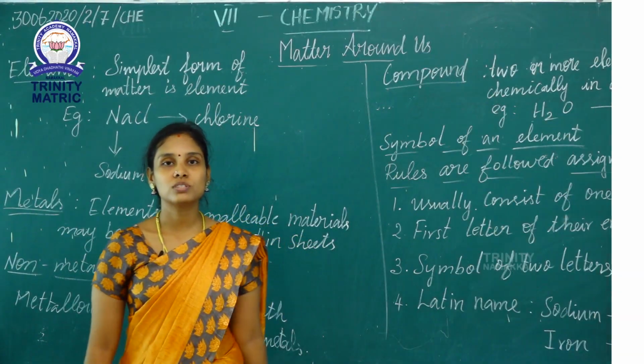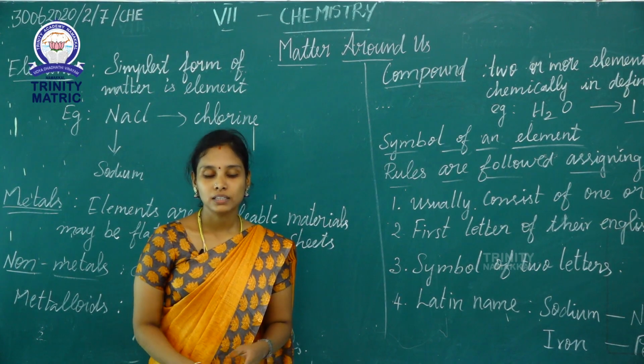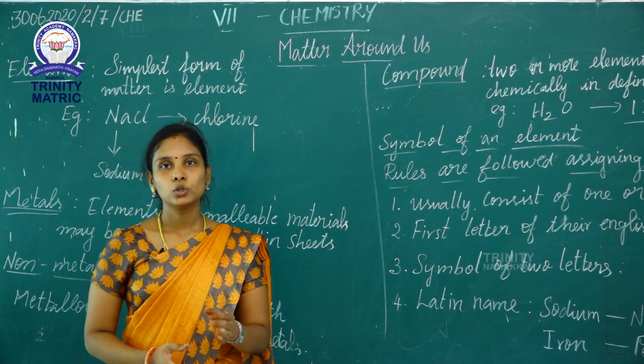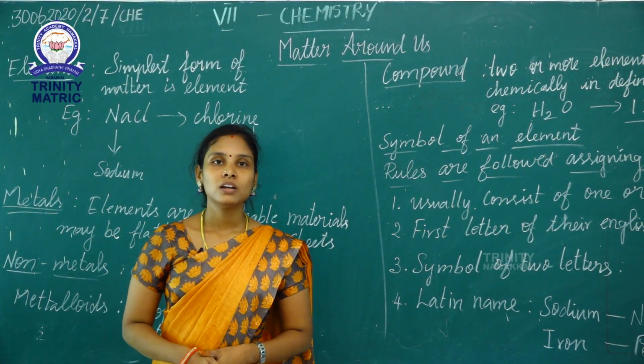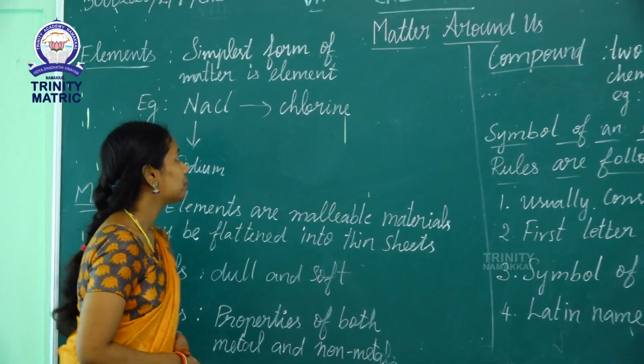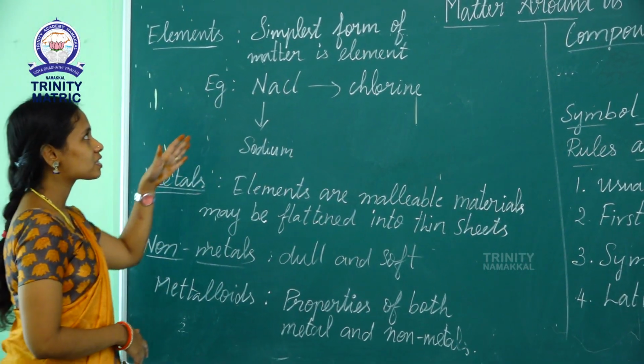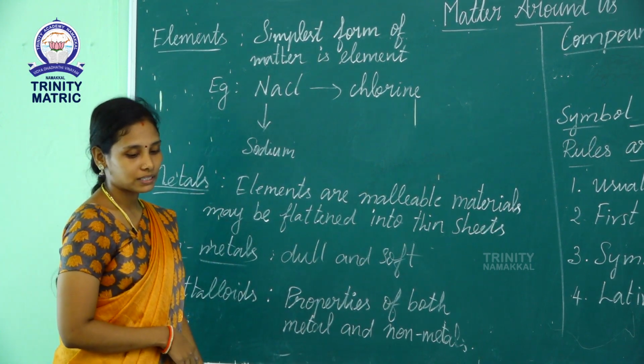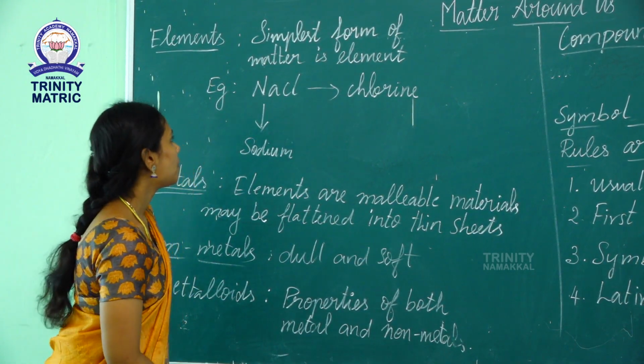Okay. Next we have to see the classification of matter. Matter is classified into two categories, elements and compounds. First we have to see the element. An element is the simplest form of matter. It is the simplest form of matter.